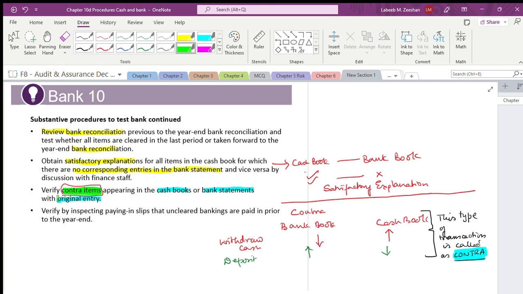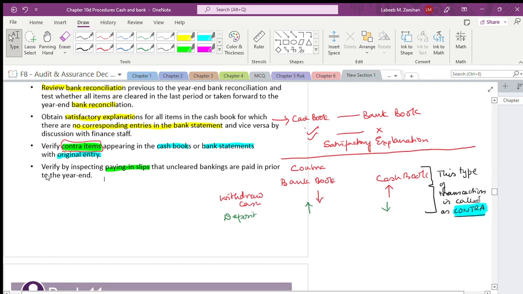Next, how do we test? We verify by inspecting what? Paying-in slips. If there are any paying-in slips for uncleared bankings paid before the year end, see what will happen: whenever you deposit or withdraw, you will have slips. Those slips act as evidence. Some people keep all those slips as such, and if you are doing anything on behalf of the firm or company, that is definitely a proof of evidence.